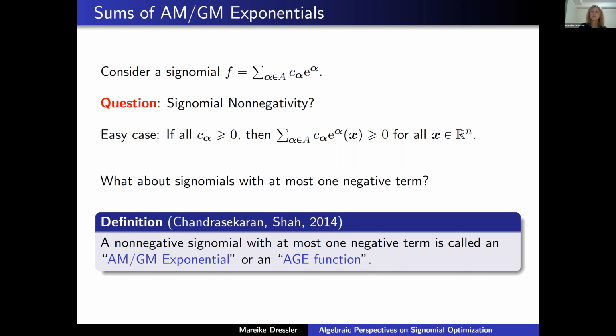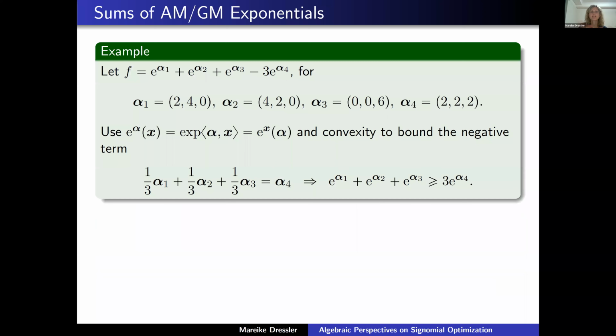And it turns out that using a convex strong duality argument, we can handle this situation of signomials with at most one negative term also rather well. So let's see this in an example. So here we have a signomial with one negative term, namely here. These are the exponent vectors, and we want to know if this signomial is non-negative or not.